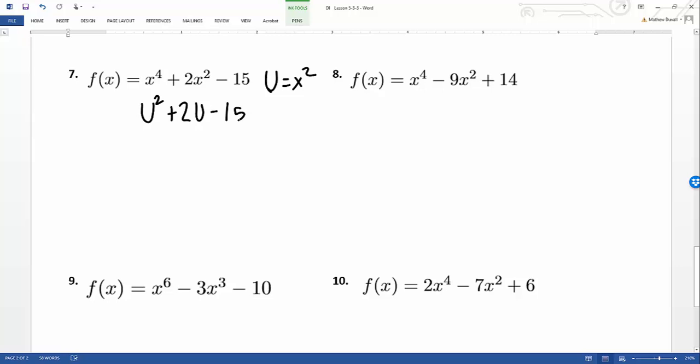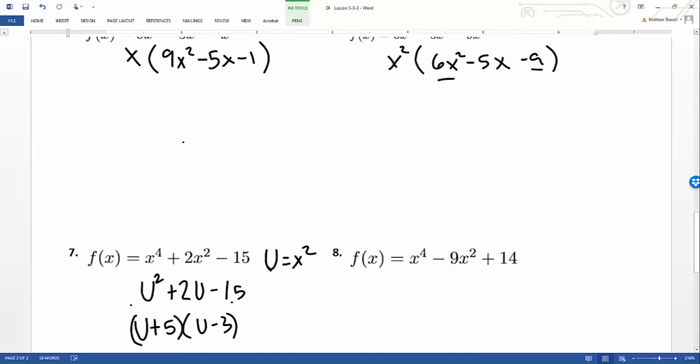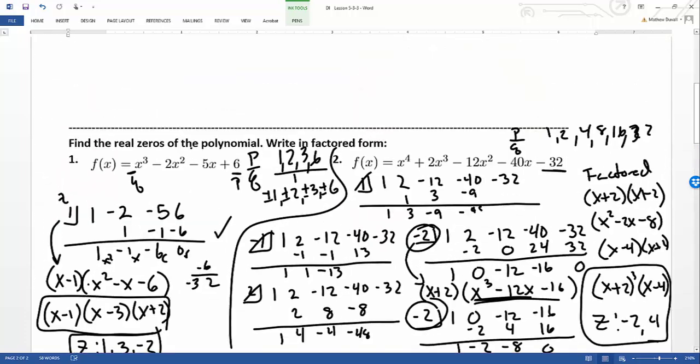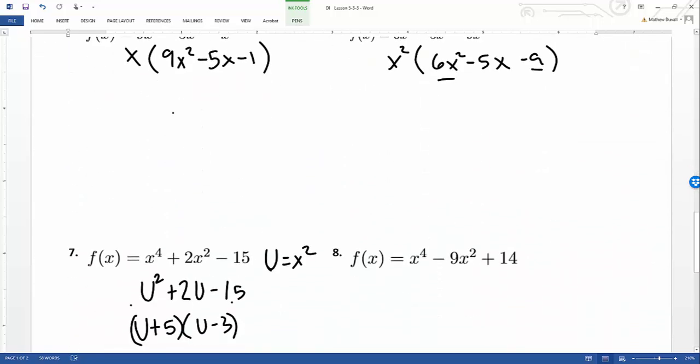Now this I can factor. A times c, that adds to b, that's going to be plus 5, negative 3. So this becomes u plus 5, u minus 3. Now I can resubstitute everything back in because we're solving it for x, right? Now, here's the important piece, right? So factored-wise, it's factored. So when it says the factored form, that's it. But now it's asking us to still find the real zeros.